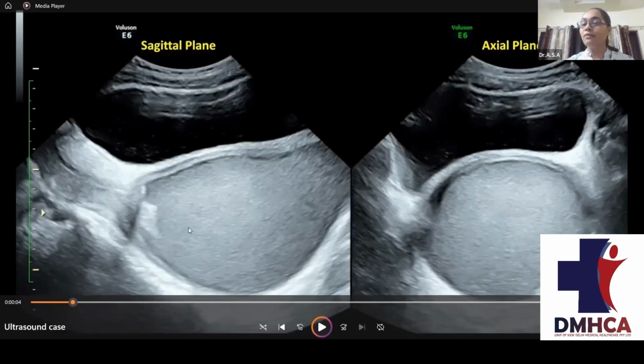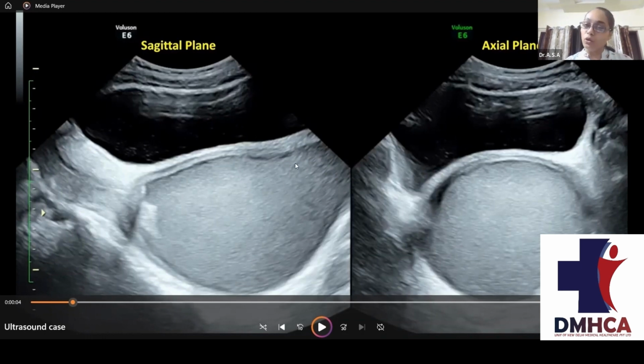So in the first menstrual cycle she will feel a little pain, but this blood is not going anywhere. It will be collected over here. In the next cycle, this blood collection will keep on increasing. It will keep on distending the vagina and the pain will increase with each cycle.